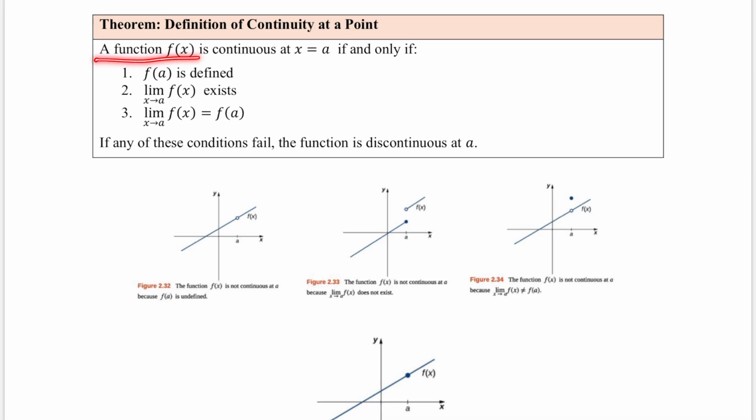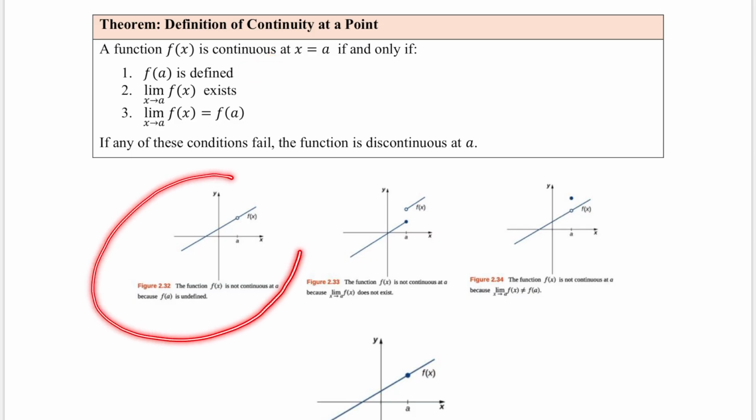A function is continuous at x equals a if and only if three conditions are satisfied. Let's go through them one by one. First, the function must actually exist at that point. So if I plug in a, I should get a real number. If f of a is not defined, maybe there's a hole in the graph, then the function is automatically not continuous there. So step one, the function value must exist. This graph is an example where f of a is not defined.